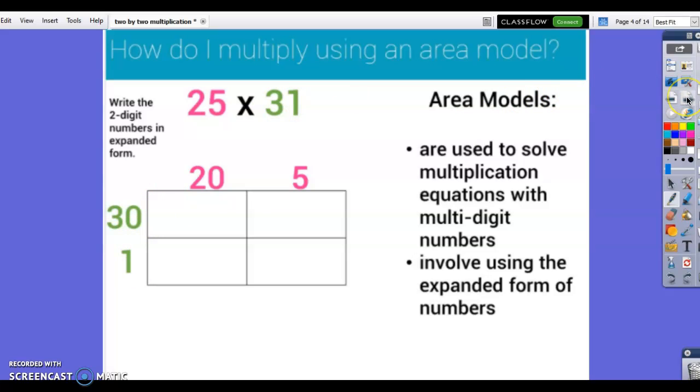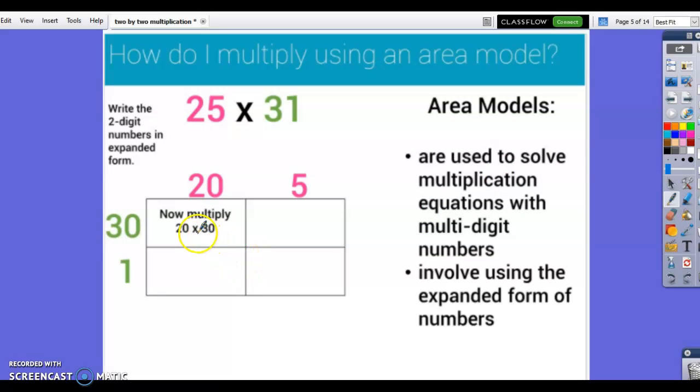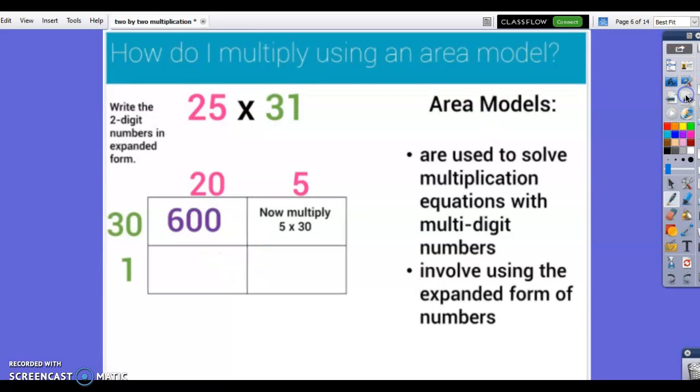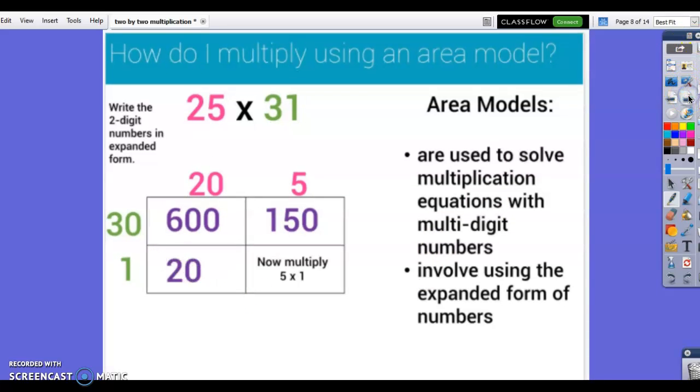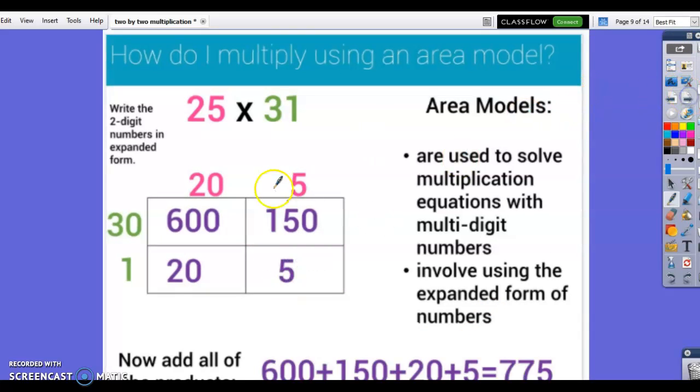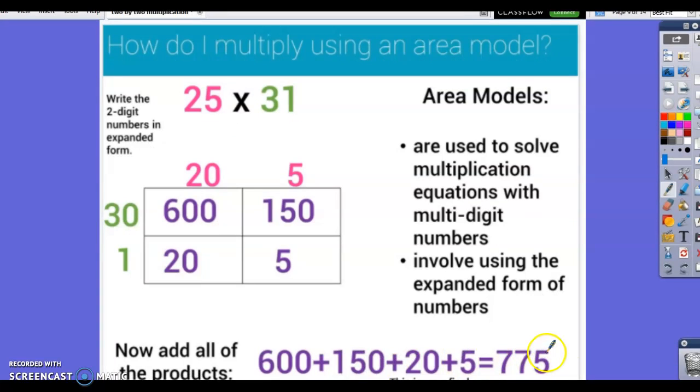Next step is you multiply all of the small equations to get answers inside the box. So we'll start with 20 times 30. You get 600. Then you multiply 5 times 30, lining up those two, and you get 150. Then you multiply 20 and 1. You get 20. Then you would multiply your 5 and your 1, and you get 5. When you add them all up, your answer is here, which is 775. You add up all the partial products to get your answer.